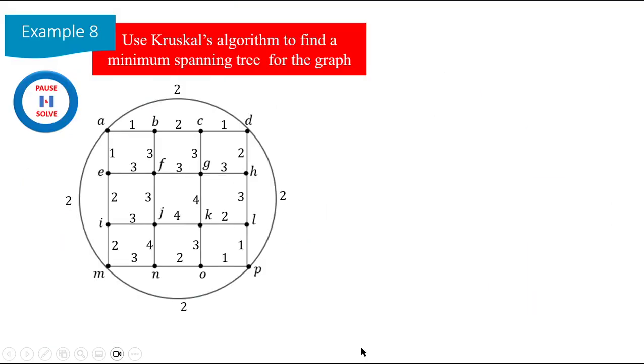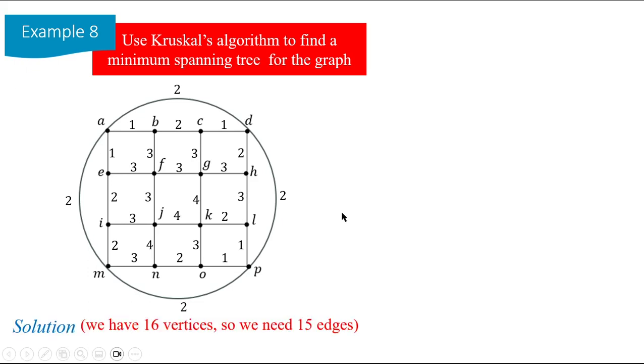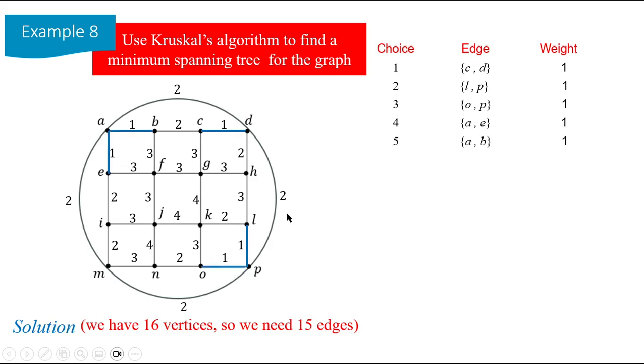Example 8. Use Kruskal's algorithm to find a minimum spanning tree for the graph. Now, this one is a little bit more kind of interesting. So again, the same concept, but here you have 16 vertices, so we need 15 edges. Okay, start with the ones. This is here, 1, 1, 1, 1, 1, okay? I'm done with the ones.